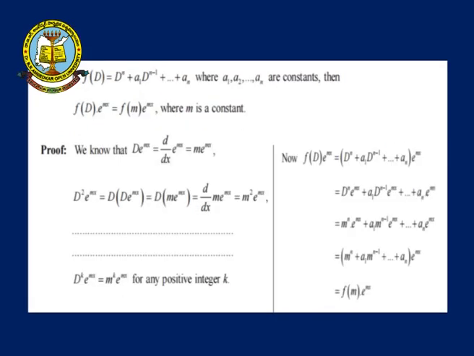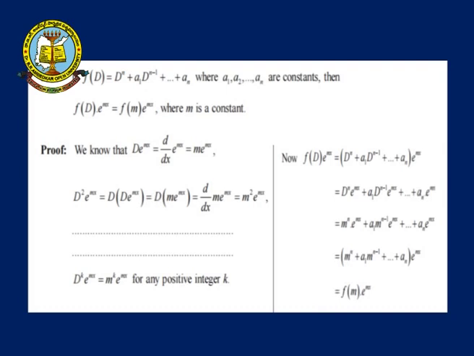The fifth property is where we are asked to prove that, for f of D equal to D to the power n plus a1 into D to the power n minus 1 plus and so on plus an, this operator acting on e to the power of mx gives f of m into e to the power of mx, where m is a constant. If we apply the operator to the function e to the power of mx, then after taking the derivatives, the result is the function value f of m into e to the power of mx.